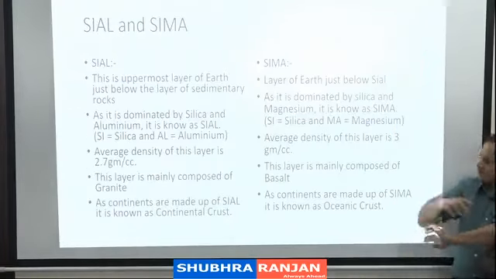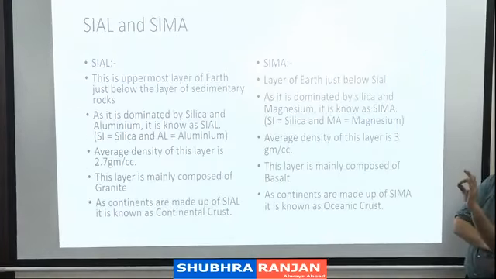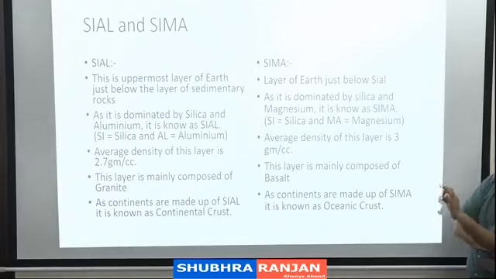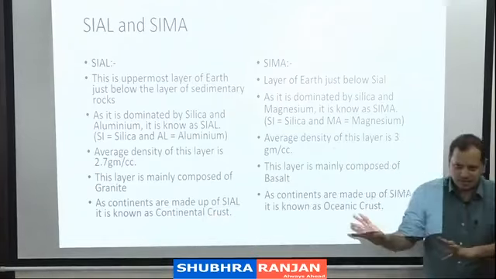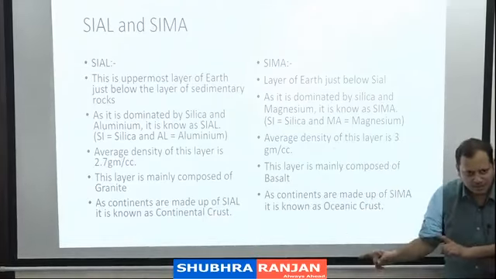Sial and Sima. The uppermost layer of the earth, just below the sedimentary rocks, is Sial, dominated by silica and aluminium. It has an average density of 2.7 grams per cubic centimeter. This layer is mainly composed of granite. As the continents are made up of Sial, it is known as the continental crust. I guess we have written this also.